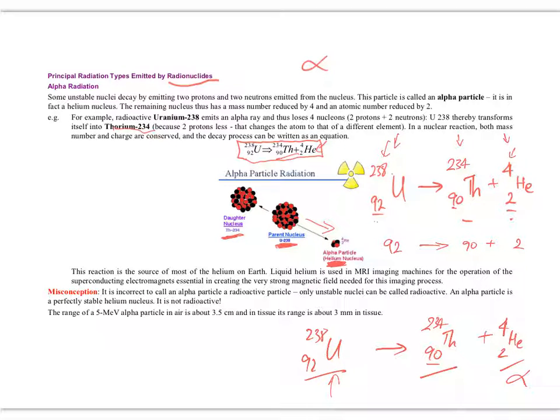So that changes into a different element, transmutation. So that's our nuclear reaction that's producing alpha particles. The reaction is the source of most of the helium on Earth. Liquid helium is used to cool MRIs, so we're getting this use for this helium produced.